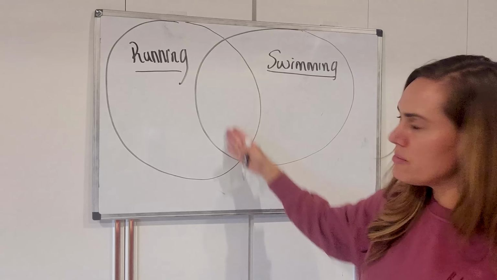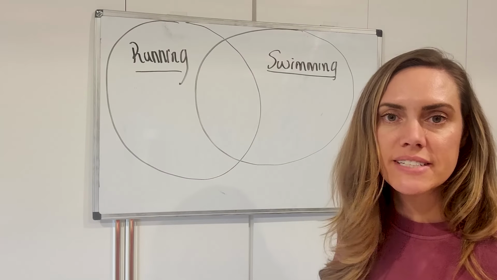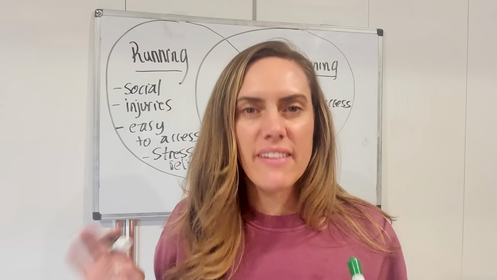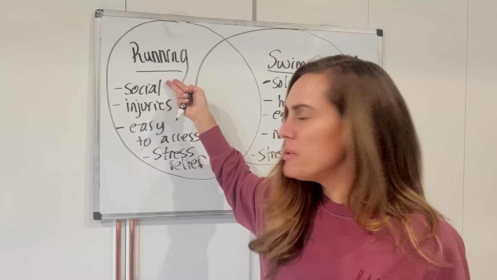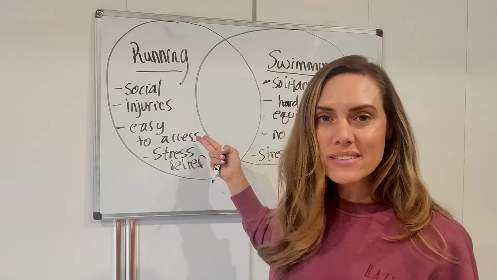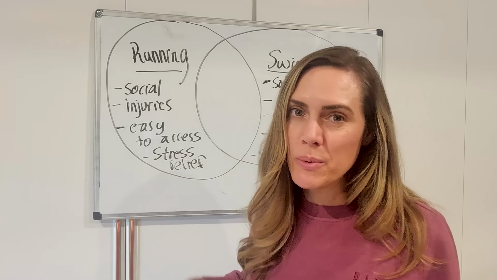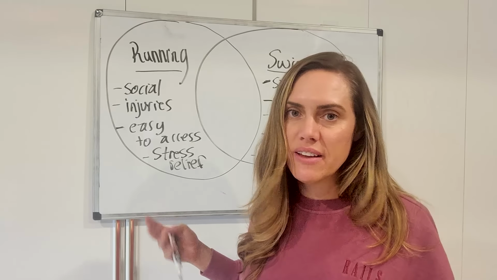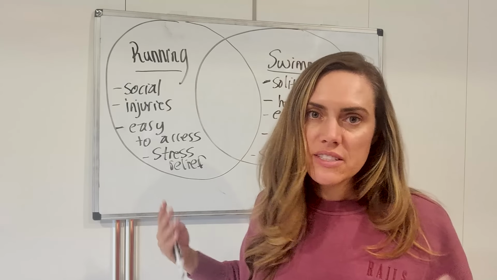All right, then you draw two circles around it. In the middle, this is where there are similarities. Here's where there's differences. So now you have to think. Okay, I thought for a while, I came up with some things that I think are different about them. Running is social. You can run and talk with people, but you can get lots of injuries from running. It's easy to access. You just have to find a place to run and maybe have shoes, but a lot of people run without shoes, so you don't really even need to access expensive shoes. And stress relief. That's what I thought of.